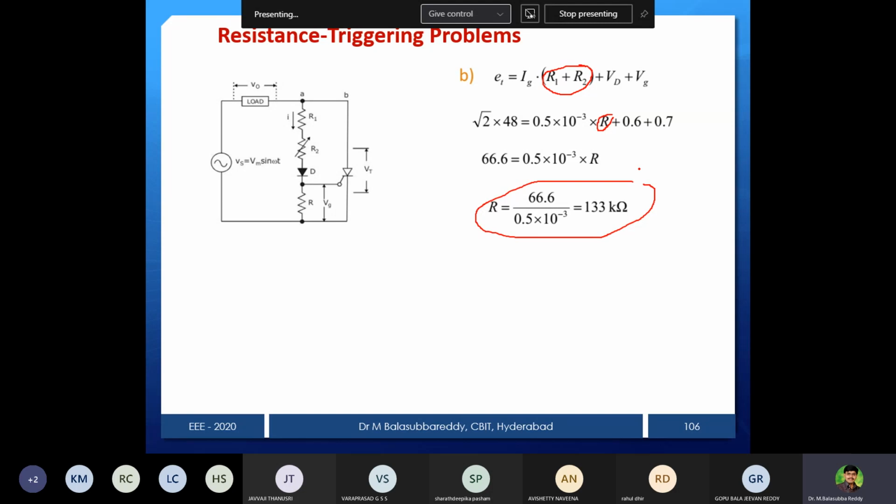If I increase the RV, to reach Ig minimum it will take more time. And if I reduce the RV, suppose instead of 70 kilo ohm I keep it at 30 kilo ohm, then what will happen? Automatically your alpha will be lesser than 30 degrees. If you keep 70, you get 30 plus something, no? So if you reduce the RV value to less than 70, obviously you will get less alpha. So that is the procedure. This is one of the problems.